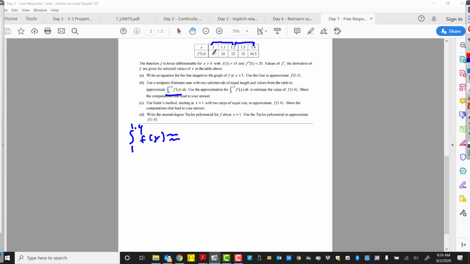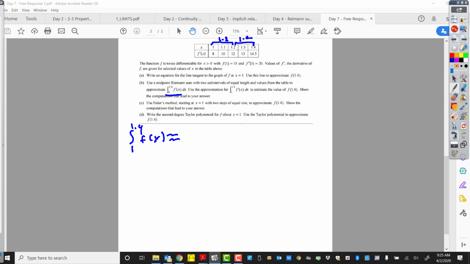And values from the table. Okay, so we're going to use these values. Now, let's think about what we're doing here. When we're doing a Riemann sum, we're summing up rectangles, which is base times height. So the base is the distance between the x's, and that's going to be the same no matter what. Our distance between the x for each of these is 1.2.